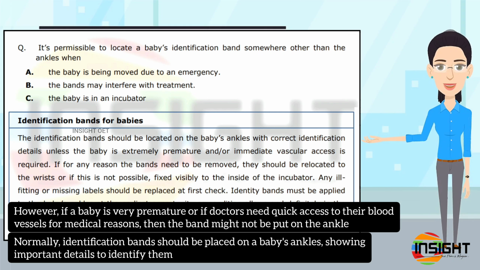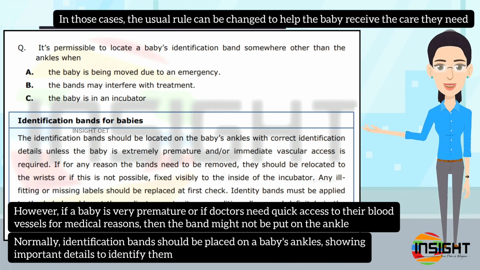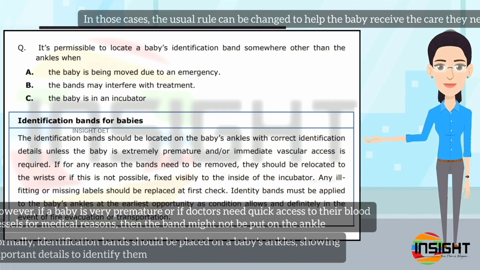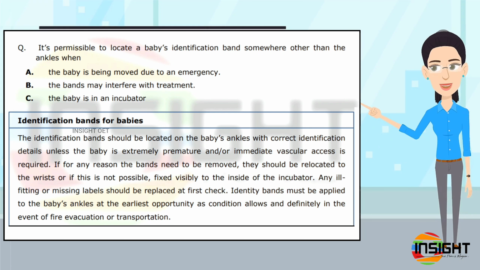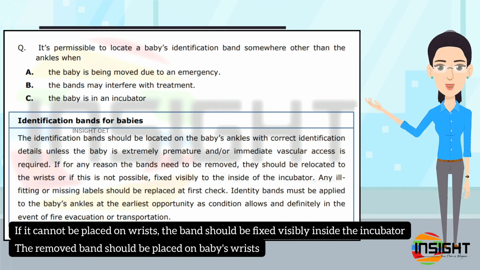This means if the baby is extremely premature or when immediate vascular access is required, the identification bands could be removed from the ankles. And in such cases, the removed bands should be relocated to the wrists, or, if this is not possible, it should be fixed visibly to the inside of the incubator.